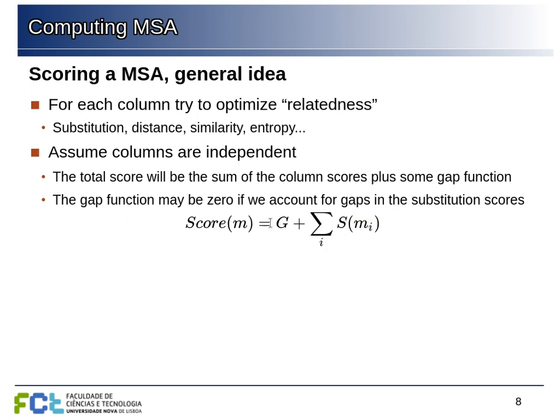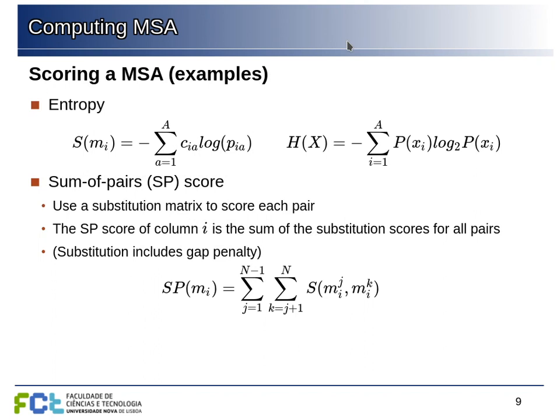So we may have some special penalties for gaps and so on, but we are going to look at the scores for individual columns, add everything up, and this will give us the score of the alignment. So there are different ways we can use to score these multiple sequence alignments. One approach, for example, is to use an analogous of entropy.